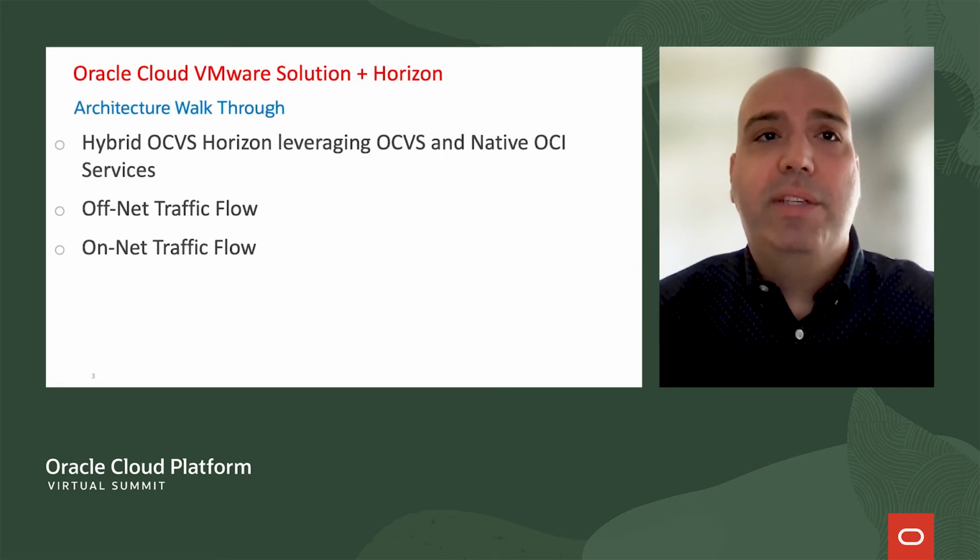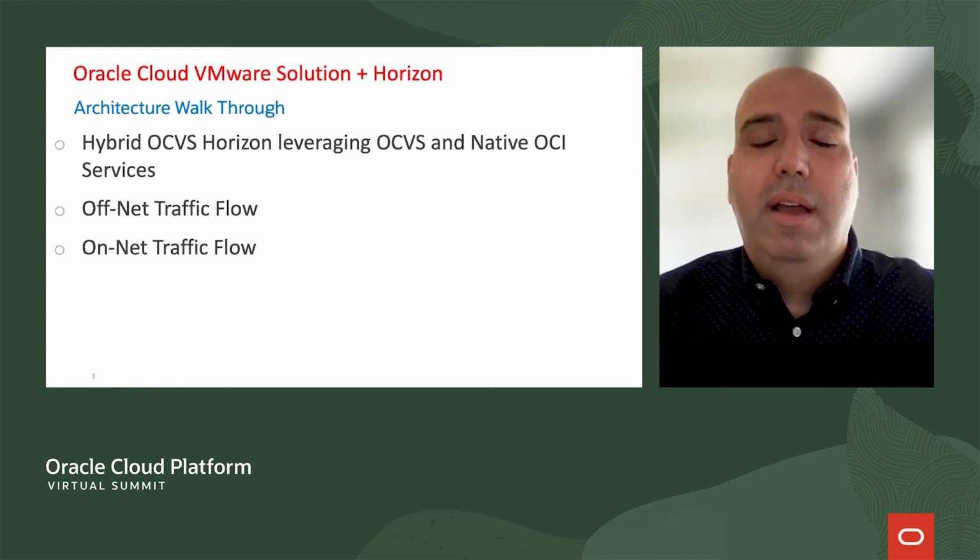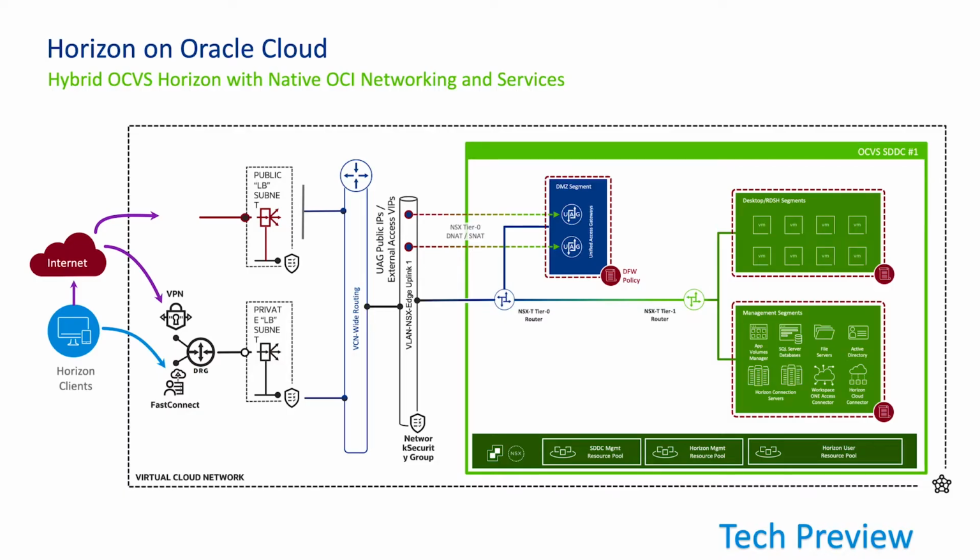I'm going to jump through 3 scenarios, basically showing a high-level architecture, off-net traffic flow, and on-net traffic flow. So this diagram here represents the core components of Oracle Cloud Infrastructure, Oracle Cloud VMware Solution, and Horizon virtual machines installed inside of your SDDC within Oracle Cloud VMware Solution.